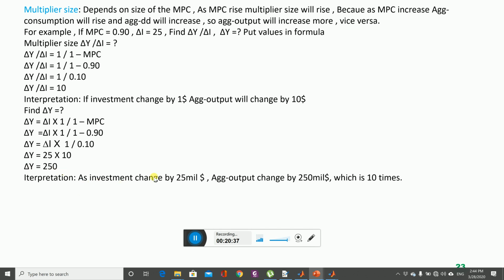Interpretation: investment changes by $25 million, so aggregate output will change by $250 million, which is 10 times the investment size, the size of the multiplier. Investment is 25, output is 250. So this 250 is 10 times the initial investment that the government did. So this was all about the multiplier size. That multiplier size depends on the size of MPC.